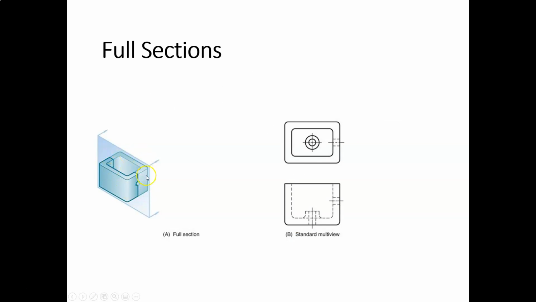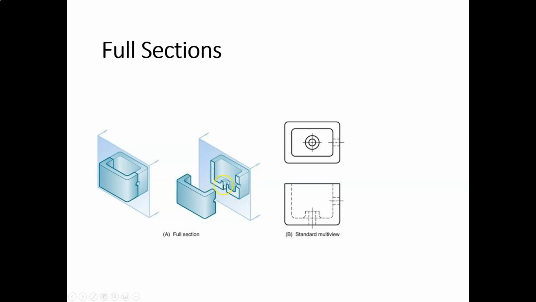So here we have kind of an open box, right? So the cutting plane separates the box into two halves. Here we have a top view of the box and a front view of the box, and these are the standard views, so no section, no cutting plane. So the cutting plane, as we can see here, is going to cut right through the center right there, and so we're going to recreate the front view here with a section view. All right, there's our cut, and you can see the two halves are separated.